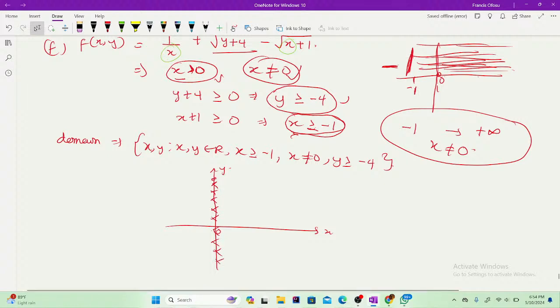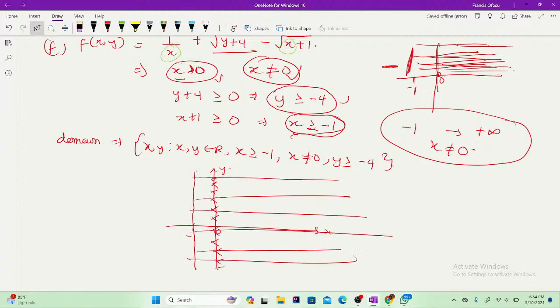The y-axis is not part of our domain. But our domain will start from what? -1 on the x side, so the line x equals -1, all the way to the side, to positive infinity. But the line x equals 0 is not part of the domain.